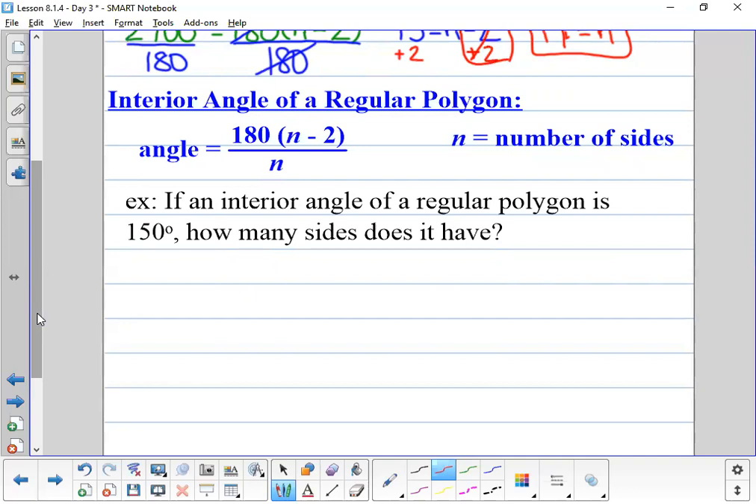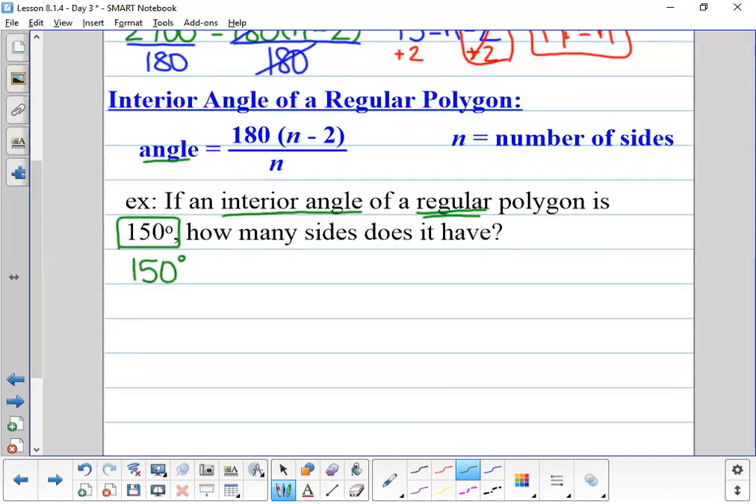All right, so I know that the interior angle of this regular polygon, it's important that it's regular, because if it's not a regular polygon, you can't find one of the angle measures without a lot more information. So the interior angle of the regular polygon is 150 degrees. So that is going to go here where I have angle written. So I'm going to say 150 degrees.